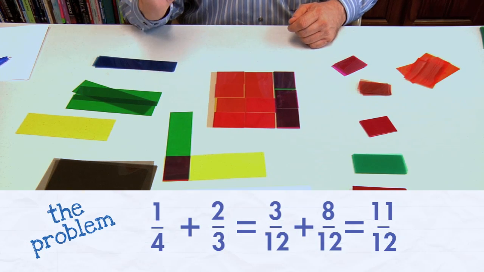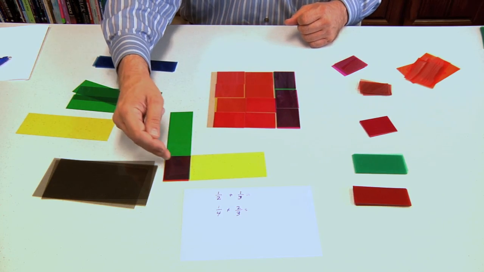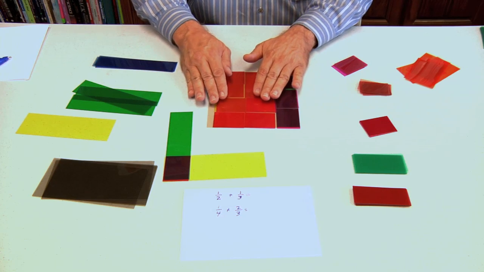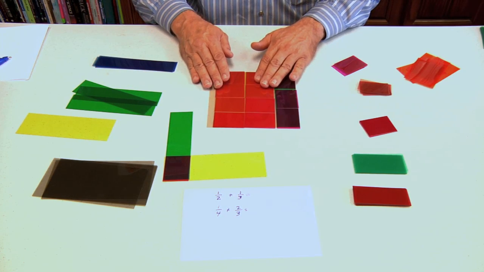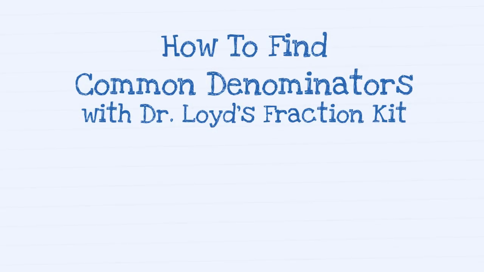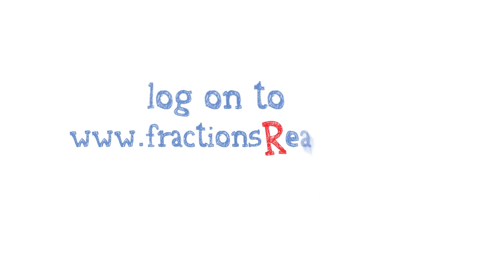But for a child understanding what common denominator means, it means finding a common area that will be used to replace and rename each of the fraction amounts in the problem. And that's how you find a common denominator. Many of us are 21 years old or older, and we have never quite understood what a common denominator means, other than it was given to us as a rule. But we didn't really realize it meant finding a common area that renames both of the fraction amounts.